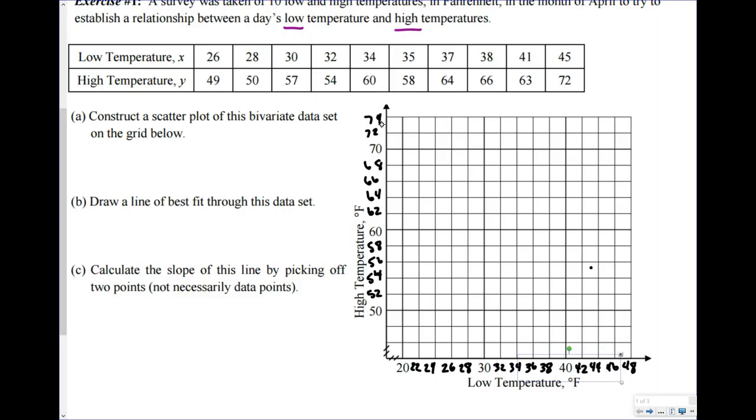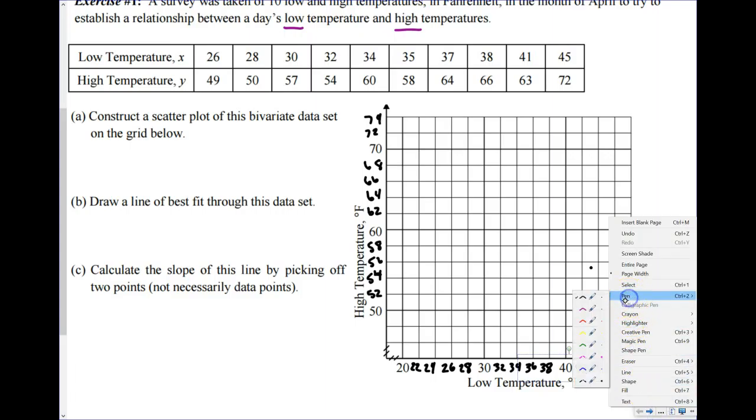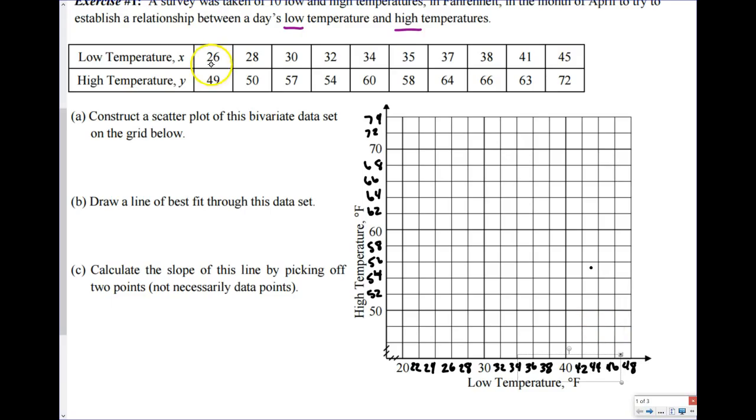And now A says construct a scatter plot of this data. So I'm looking here, these right here are points, an X and a Y coordinate. So this is like saying the coordinate 26, 49. So I'm going to graph 26, 49. 26 is here, 49 is right here in between. If I label this over here, this would be 48 and this would be 46. So 49 is halfway between. And I'm just going to keep plotting these points.